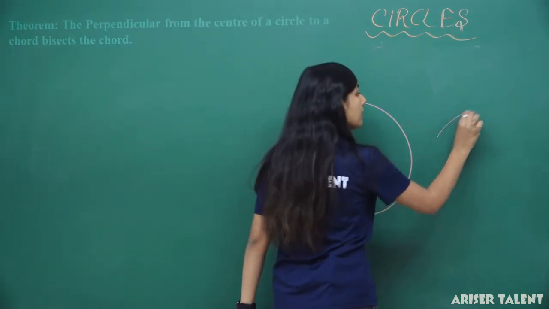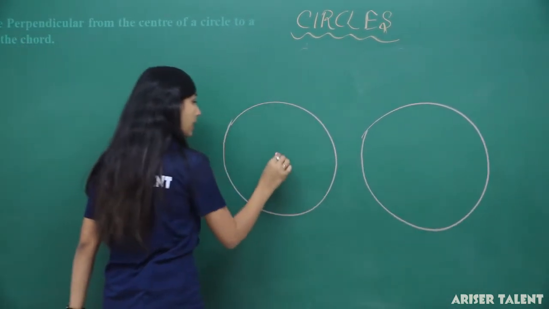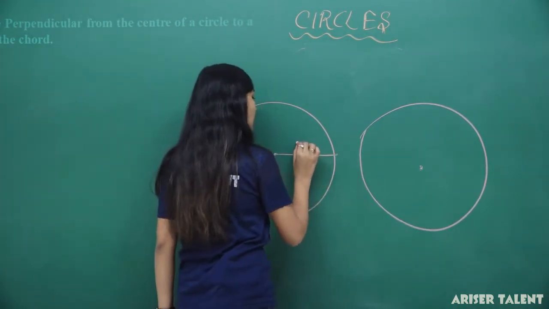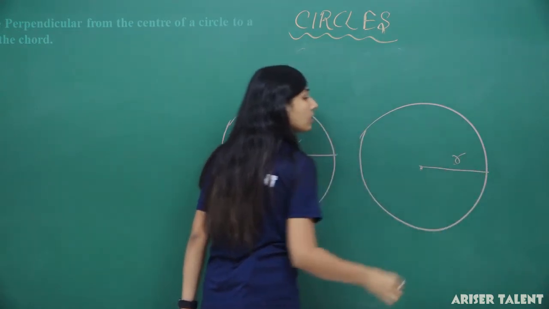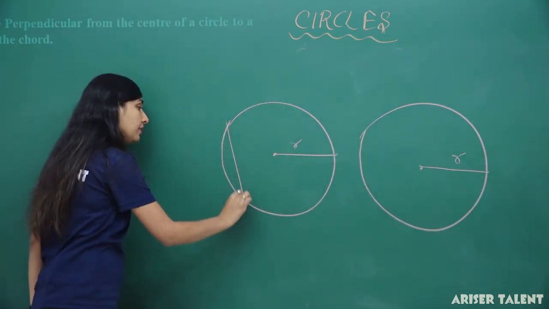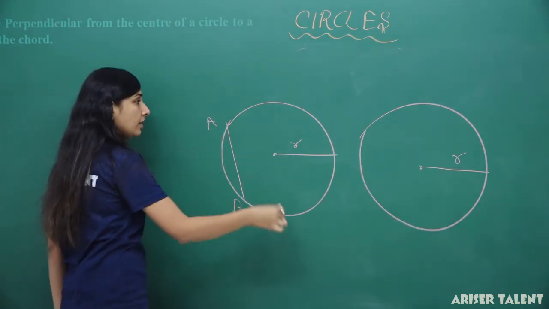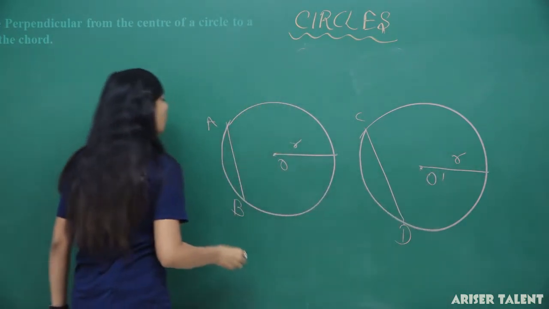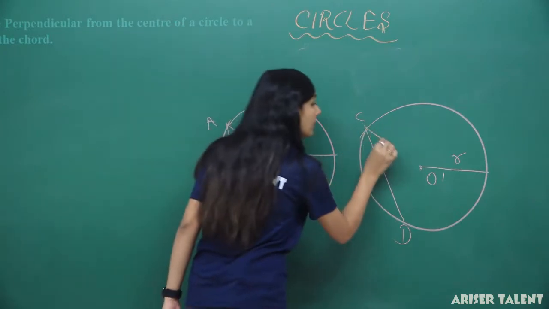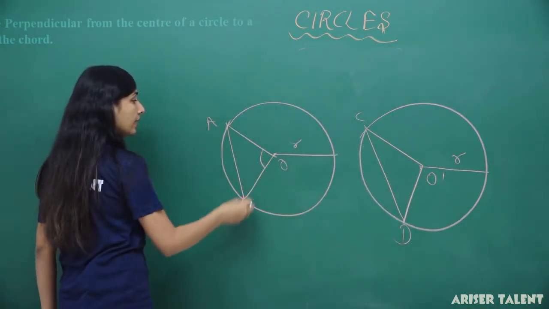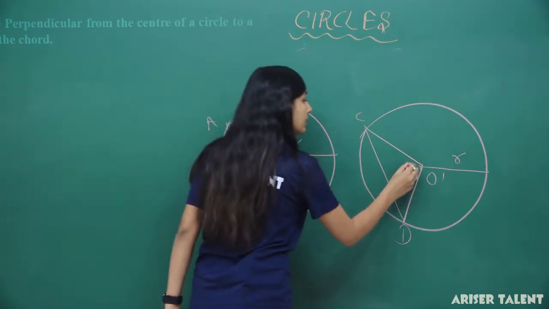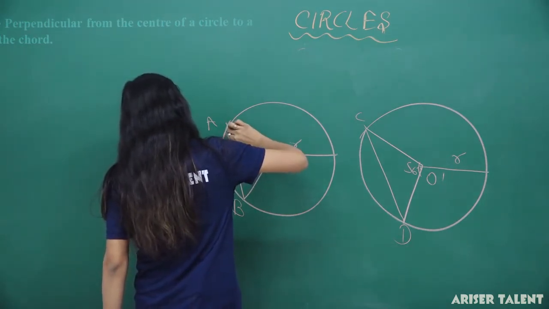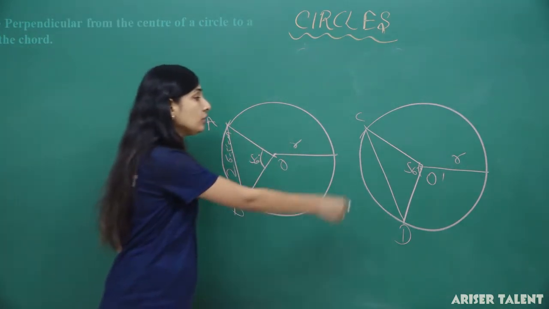if you are given two circles, this is 1, this is 2. Now you are given that this is R and this is also R. Now you are provided with A, B, C and D, and this is O and this is O dash. And you are told that this angle is 56 degrees and this angle is 56 degrees, and this chord is equal to 26.5 centimeters. Then find the value of CD.